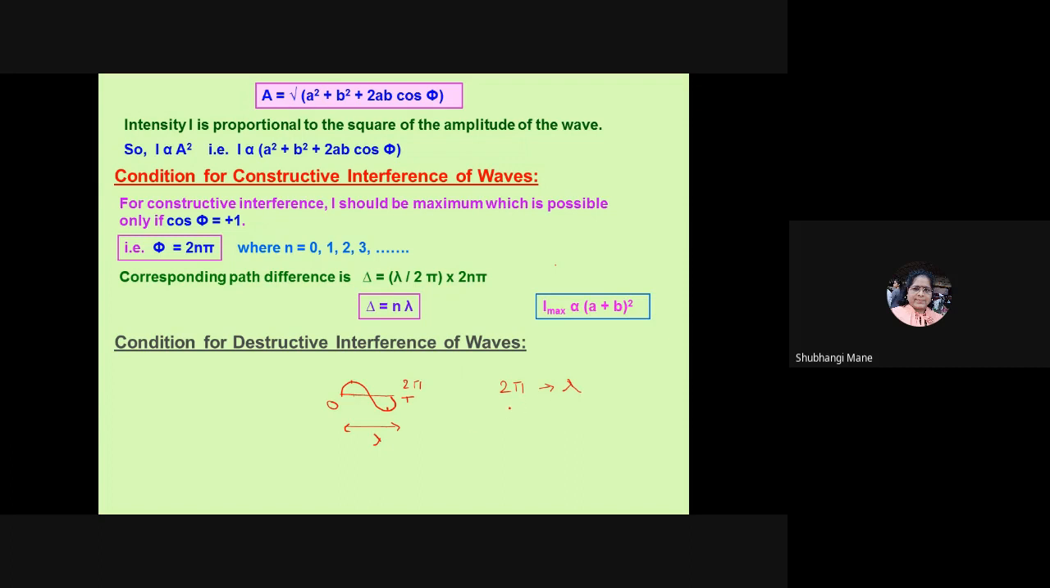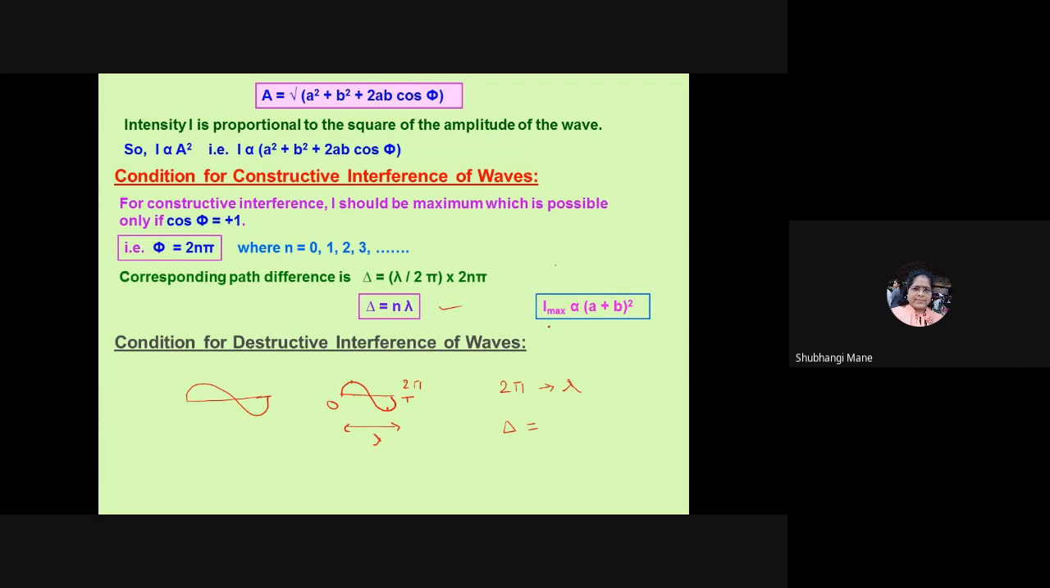Okay. And what is path difference? Path difference means the difference in the path traveled by two waves. This is the first wave, this one is the second wave, and whatever is the path difference between these two waves to reach one particular point, in order to have the superposition theorem, and if it follows certain conditions, then we can obtain the interference phenomena. So the path difference must be equal to n lambda.